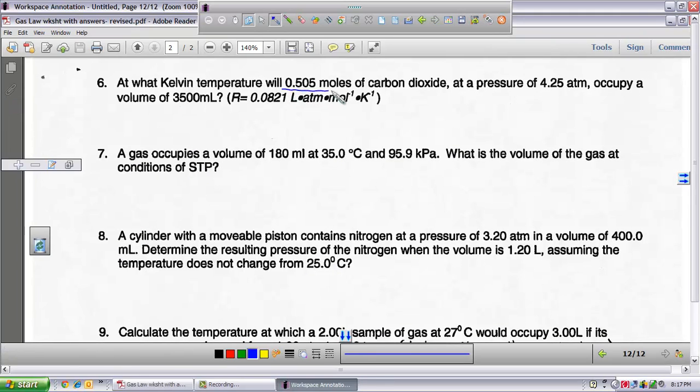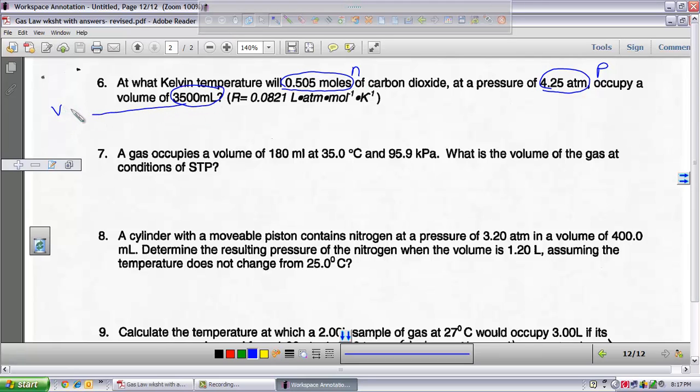Okay, this is using the ideal gas law up here. You've got number of moles, you've got a pressure, you've got a volume. Uh-oh, look at this volume. This volume is going to have to be changed. You're going to need to convert 3,500 milliliters, and there's 1,000 milliliters in a liter, because your gas constant has liters. This also has to be in liters. Your pressure has to be in atmospheres, so here it is.